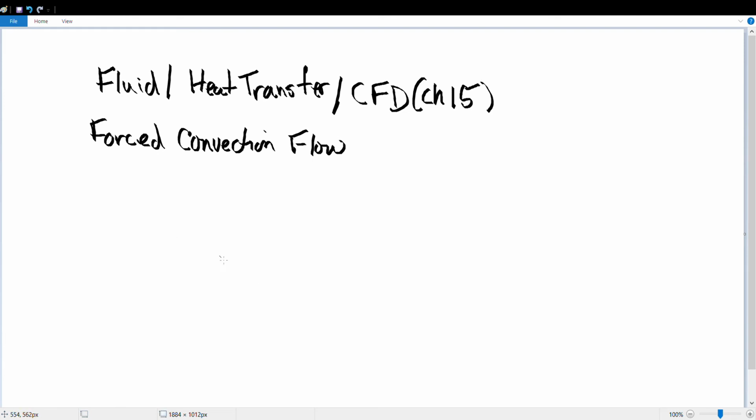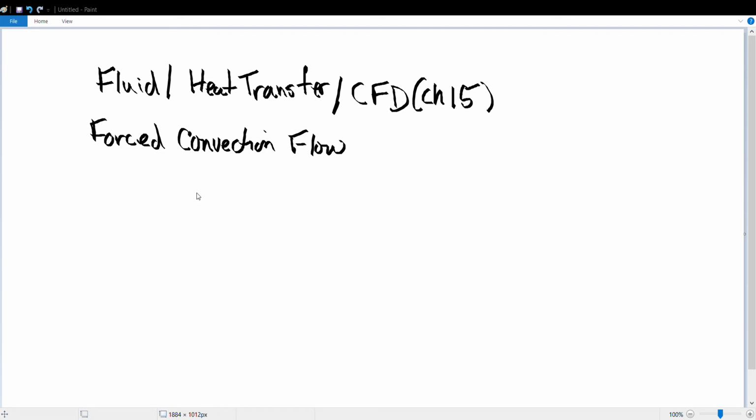So if I go back here, this is chapter 7 from a heat transfer book. You may not have this book, but you can go through these slides, and it's the same author as the fluid mechanics book, Yunus Cengel, but it's a different book. And in there, we talk about something called the heat transfer coefficient.